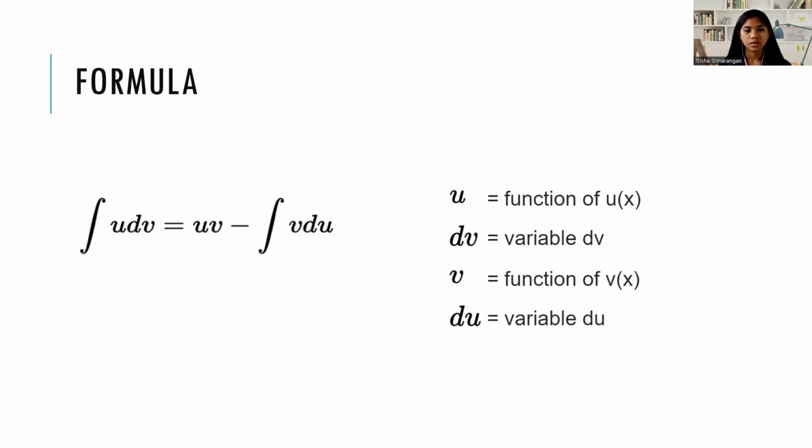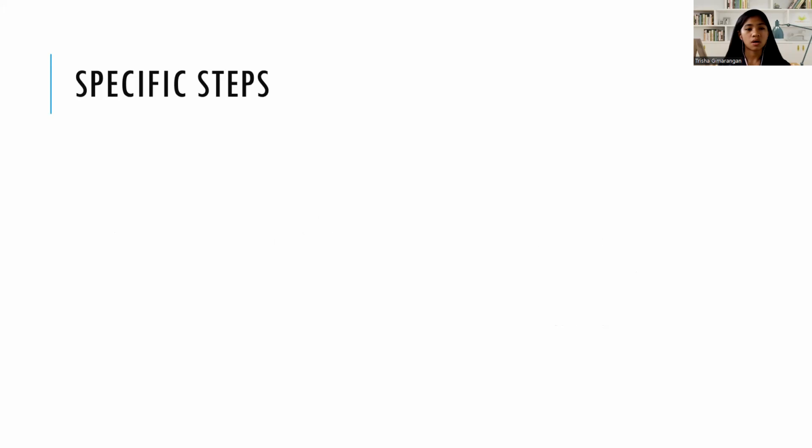with u equals a function of u of x, dv is a variable dv, v is a function of v of x, and du is a variable du. So these are the specific steps in solving integration by parts.